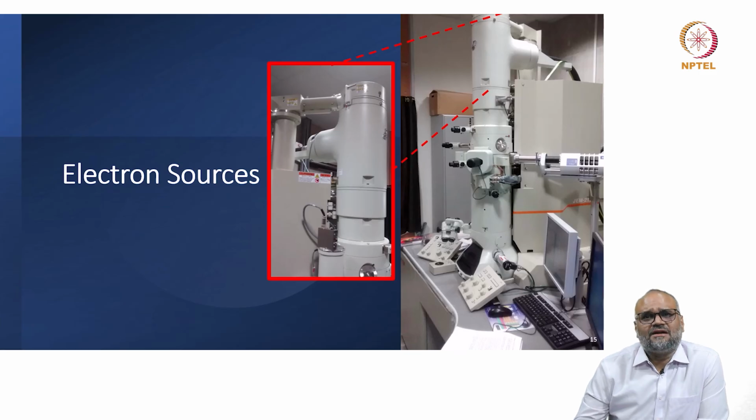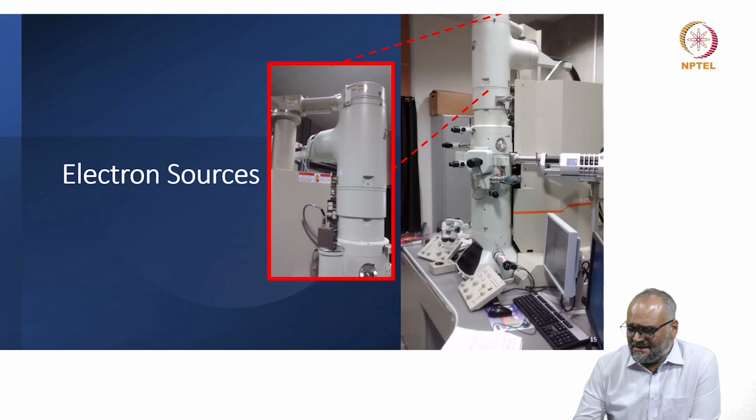So when I talk about electron sources, it is what you have in this upper half, or in the very top portion of the microscope. Here is the lanthanum hexaboride filament operated TEM, the JEM 2100, and as you can see, this portion, which is enlarged and shown in this red border, is where your source is. This is actually called the electron gun.